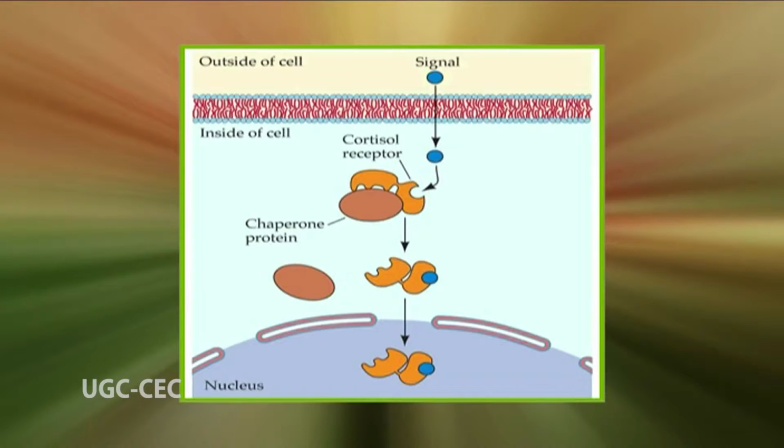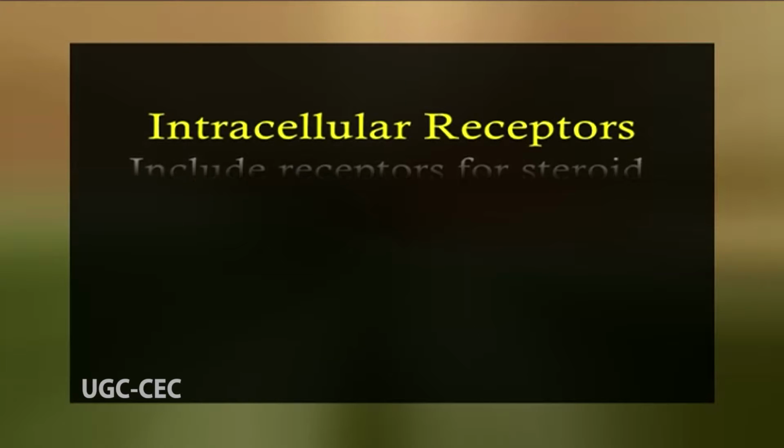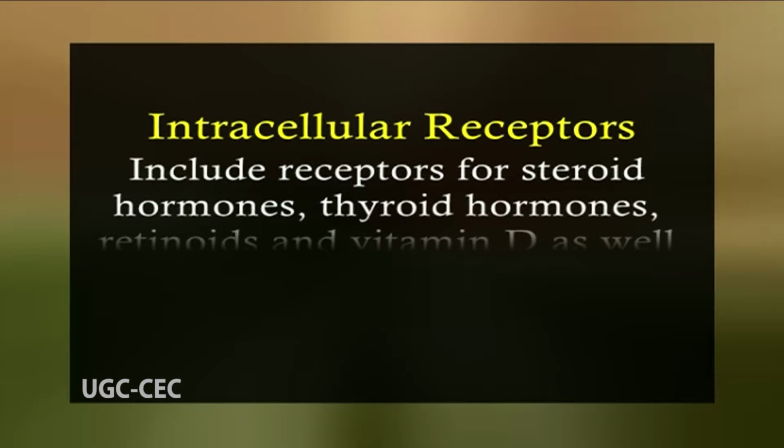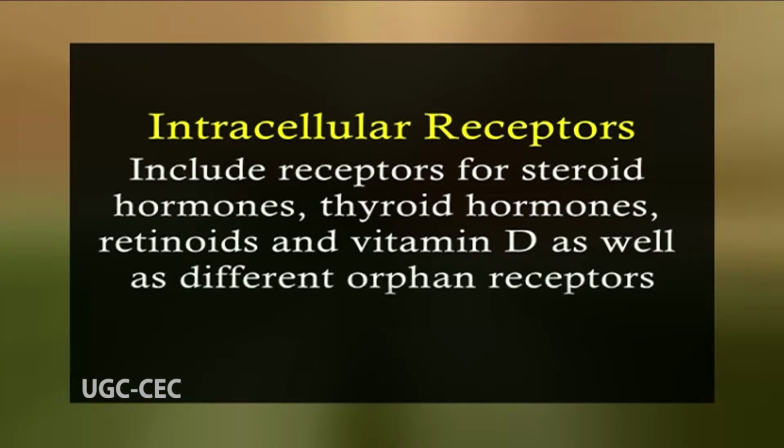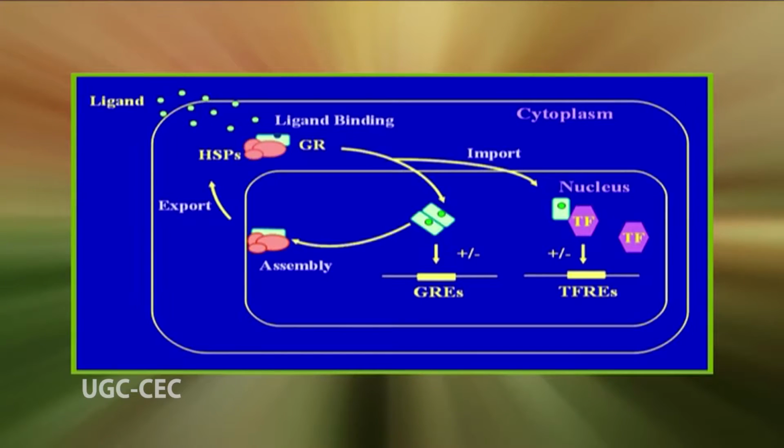Intracellular receptors. The most prominent class of the intracellular or cytoplasmic receptors comprises the nuclear receptors that are found in the cytosol and/or in the nucleus. Intracellular receptors include receptors for steroid hormones, thyroid hormones, retinoids and vitamin D, as well as different orphan receptors. The intracellular receptors are all structurally related and belong to the nuclear receptor superfamily.